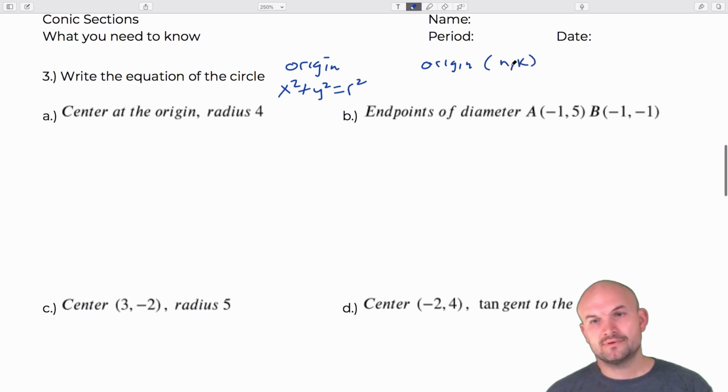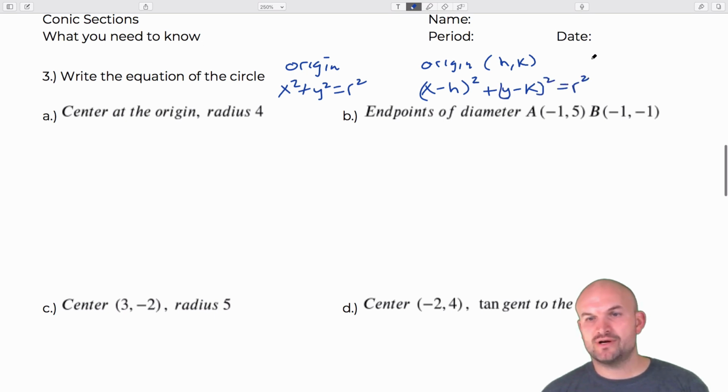When the center is at (h, k), then our formula is going to be x minus h squared plus y minus k squared equals r squared. So again, remember r equals the radius of the circle.